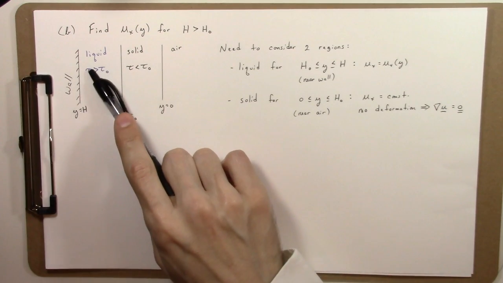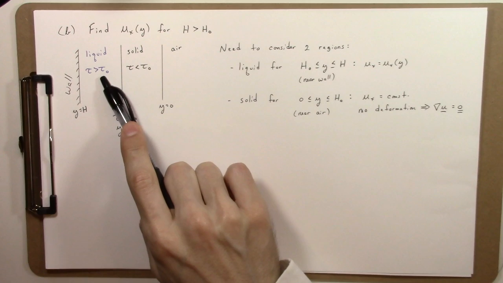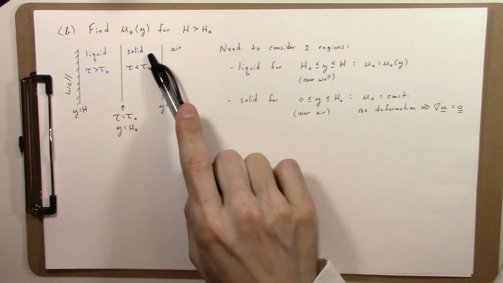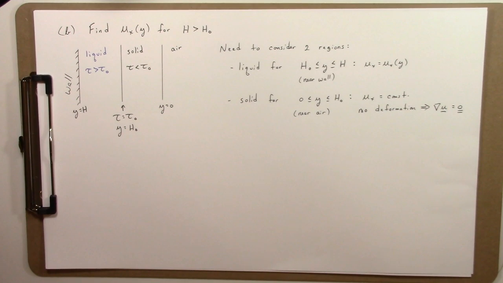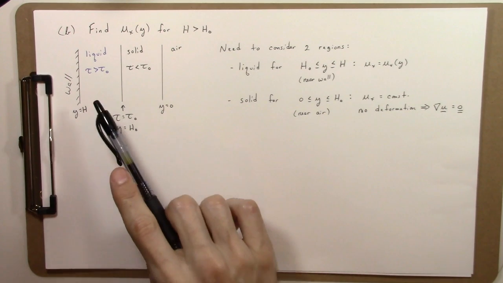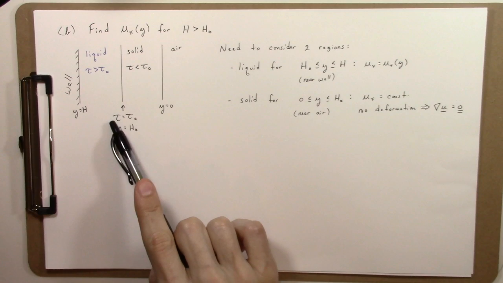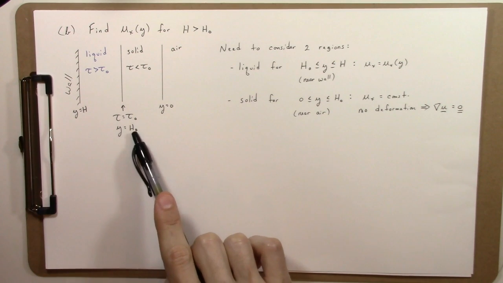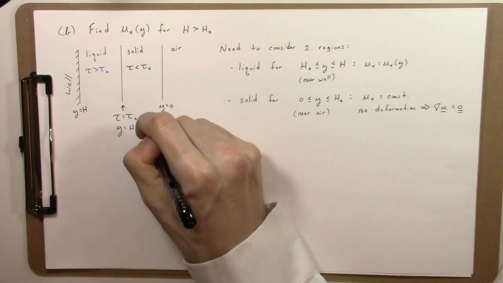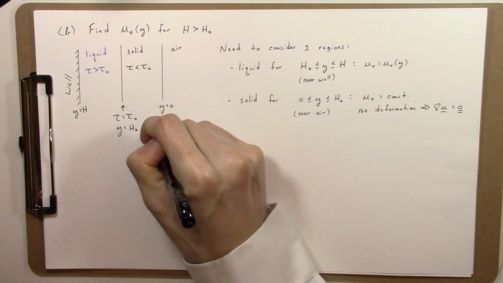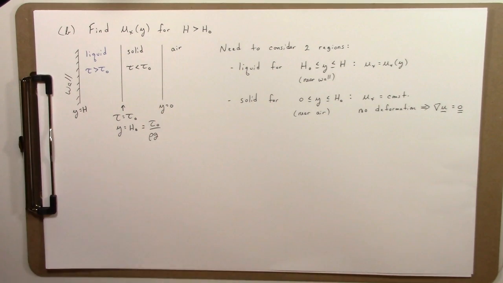So the paint will be liquid near the wall where tau exceeds tau naught. It will be solid where tau is less than tau naught. And so the transition between liquid and solid behavior in the paint occurs when tau is equal to tau naught, which is the same as when y is equal to h naught, which is the value we just found, and h naught is equal to tau naught over rho g from either of the two analyses we've already done.